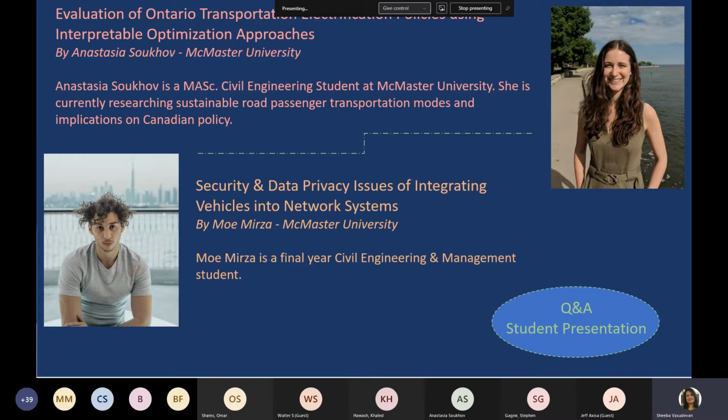In the second part of the event, there will be a presentation by Phil Weber of CIMA on accommodating pedestrians and cyclists at roundabouts. So with that, let's move on to the first student presentation by Anastasia. Anastasia, please go ahead and start your presentation and start sharing the screen.